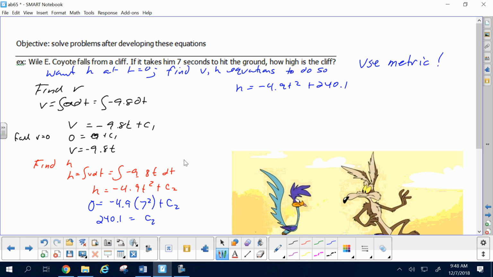How high is the cliff? Doesn't he start at the top of the cliff? So what time is the height of the cliff going to happen? Yeah, at time 0, height is 240.1. So that 240.1 meters is how high the cliff is. If it took him 7 seconds to fall, it must have been a 240 meter cliff he fell from. You follow? Okay.